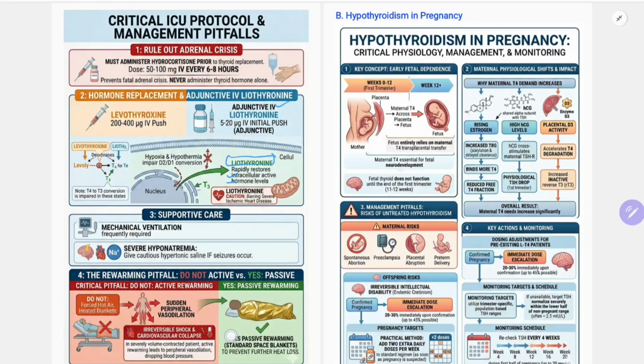4 steps. Step number 1, administer the hydrocortisone. Step number 2, administer LT4 and LT3. Step number 3, give supportive care. Step number 4, passive rewarming. These are the 4 steps.